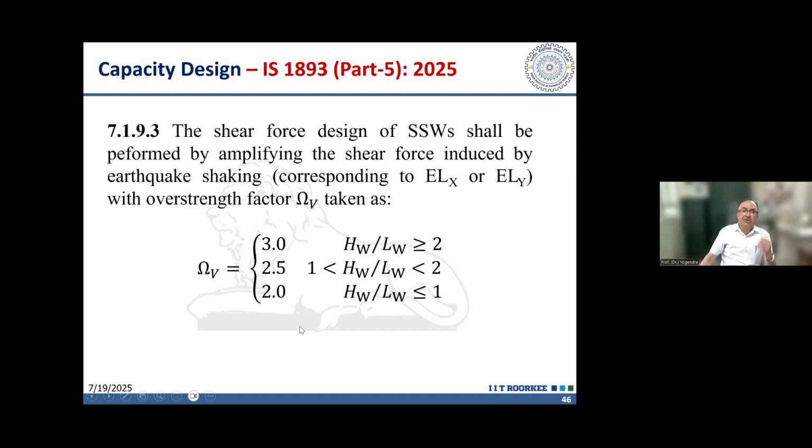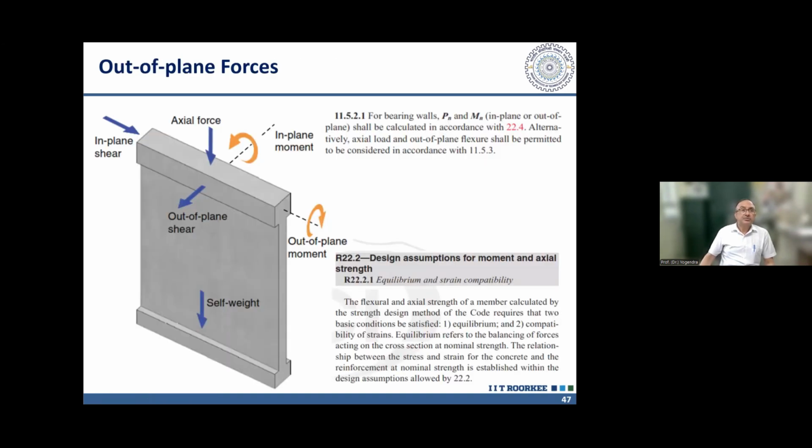So even the squat shear wall, we have to design with this factor of 2. Although their design is governed by shear only, and response reduction factor there will not be used because the failure will occur in shear. Still, we have to use this overstrength factor of 2.